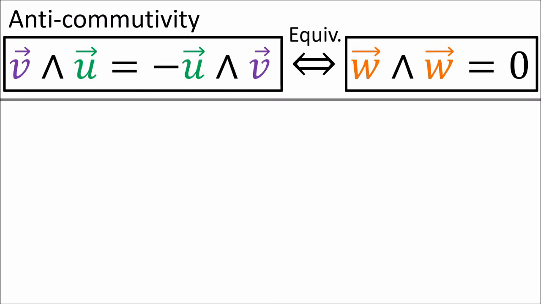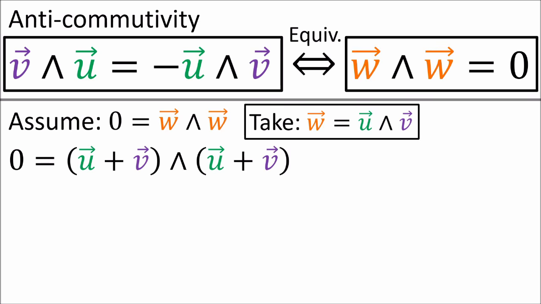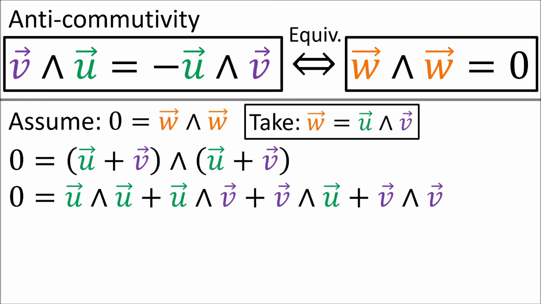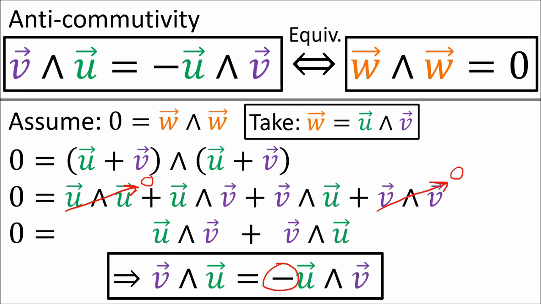If we instead start with this wedge product of a sum, u plus v with itself, and assume anything wedged with itself is 0, we can distribute to get 4 terms, 2 of which go to 0. And we're left with the anti-commutative property. This shows the equivalence in the other direction.